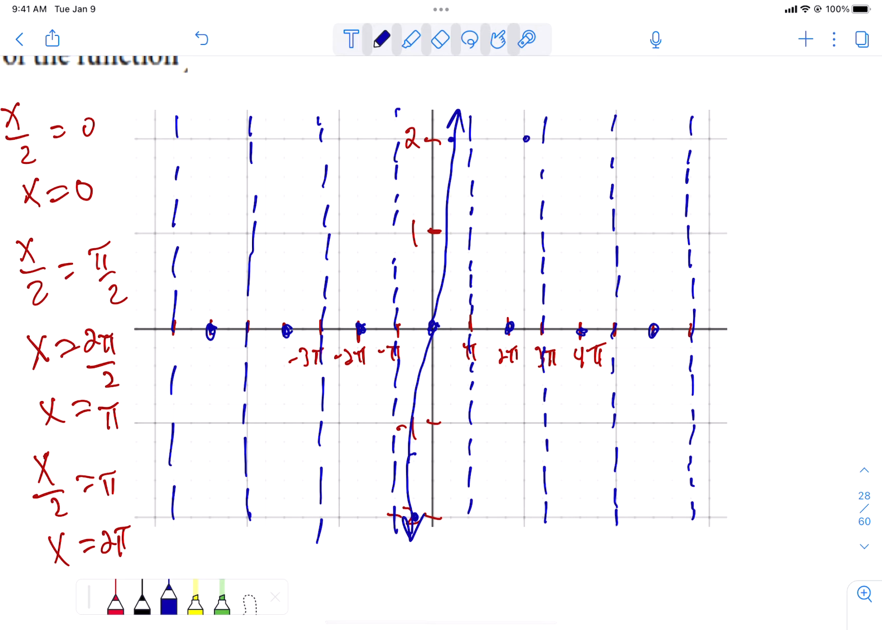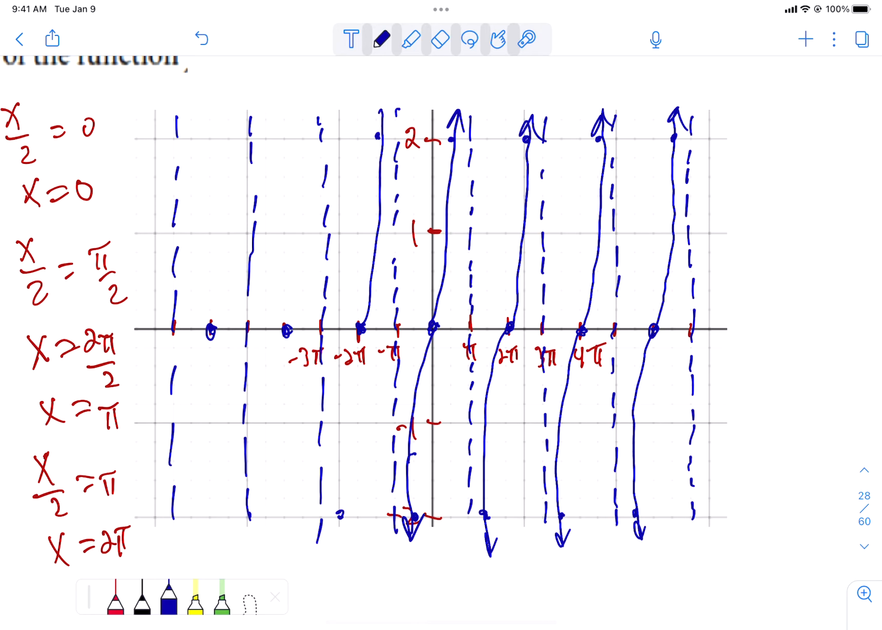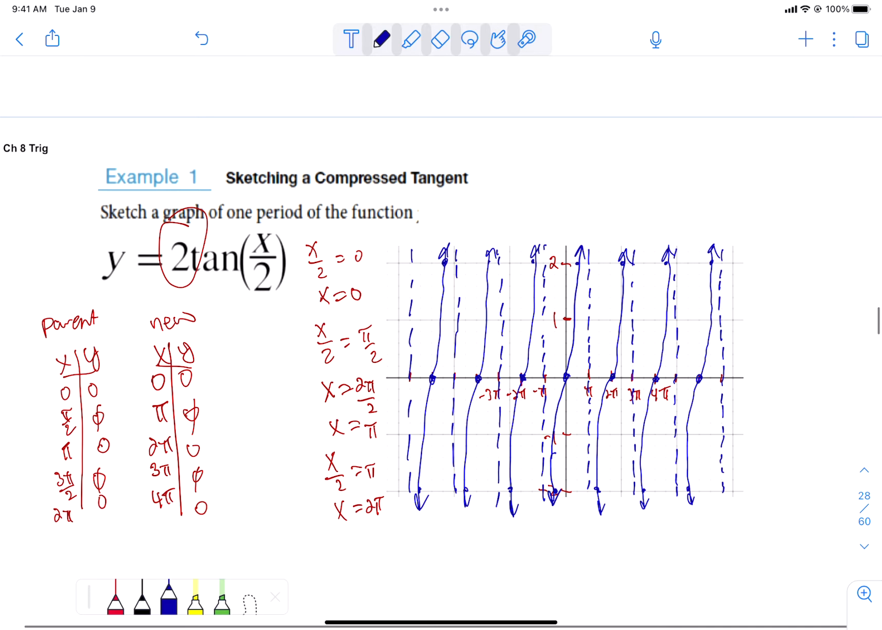So this is going to be up 2. This is going to be down 2. This is going to be up 2. This is going to be down 2. Why 2? Because it's not really an amplitude, because that's what we call it for sine and cosine, but it's a stretch. Instead of going up one and down one, they've gone up two and down two. Those repeat again and again.